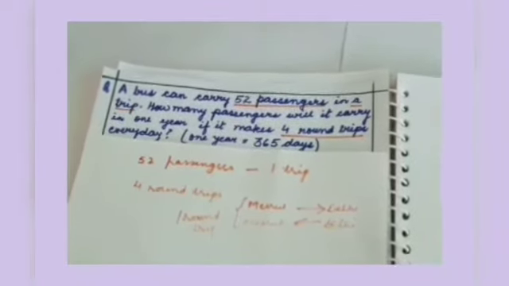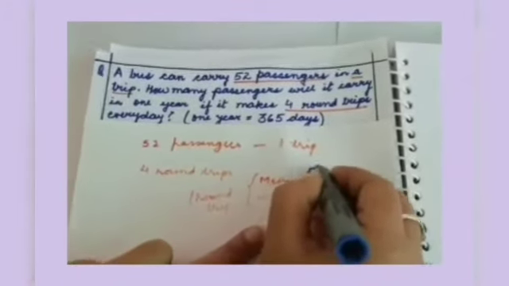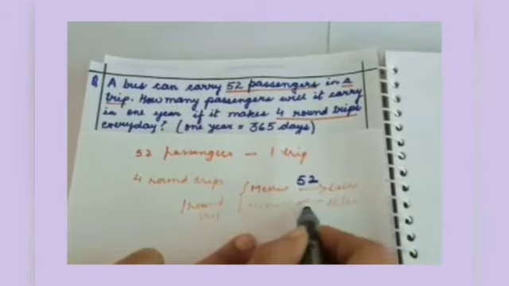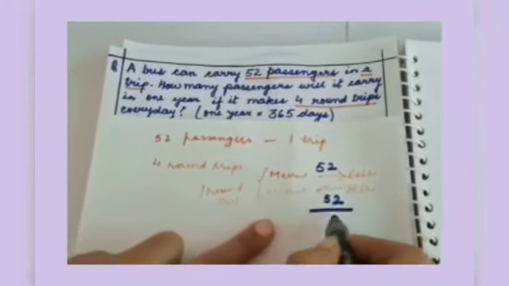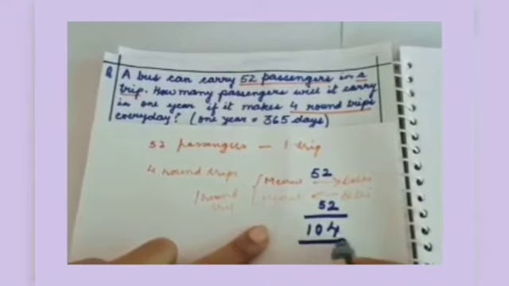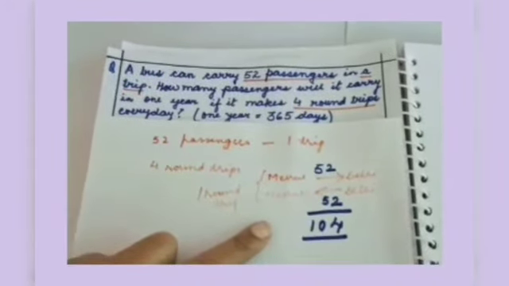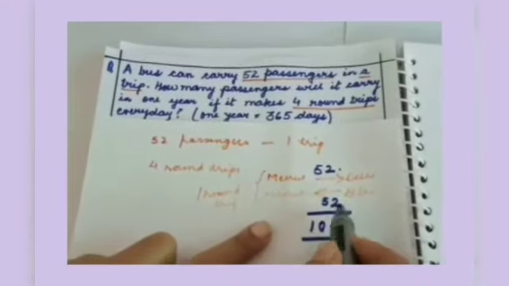What is a round trip? A round trip means that the bus is going as well as coming back. So if 52 people are going from Meerut to Delhi and 52 people are coming back to Meerut from Delhi, it means the total number of passengers that the bus will carry in one round trip will be 104, because these 52 people will be different from these 52 people.